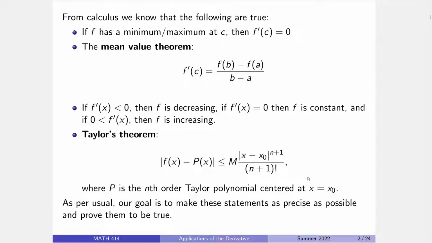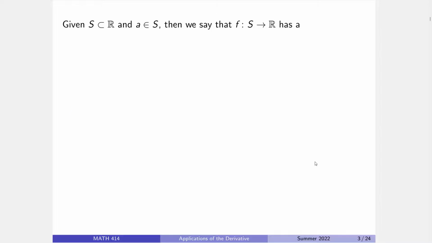Okay, and as per usual, we are going to make these statements as precise as we would like, not as precise as possible. The super precise statement of Taylor's theorem is a junk, and I'm not going to do it. We'll get there. But we're going to make these as reasonable as possible, and we will prove them to be true, so let's do it.